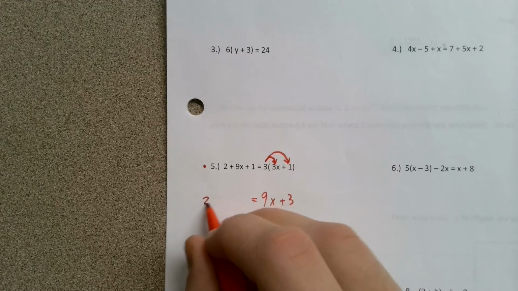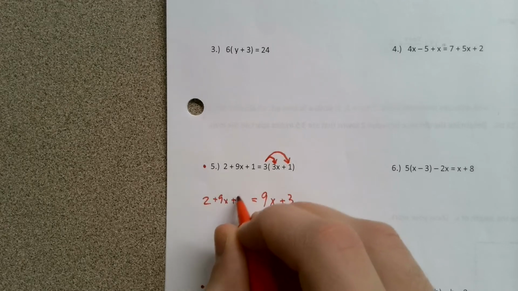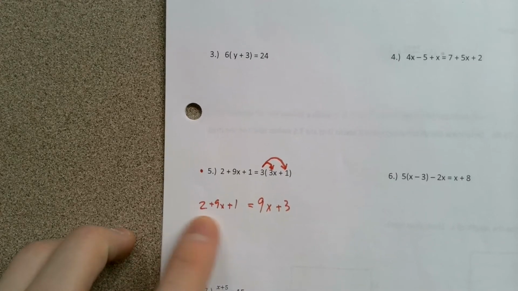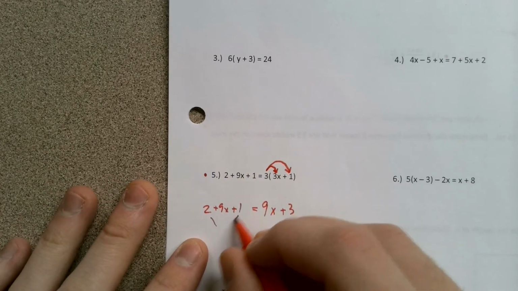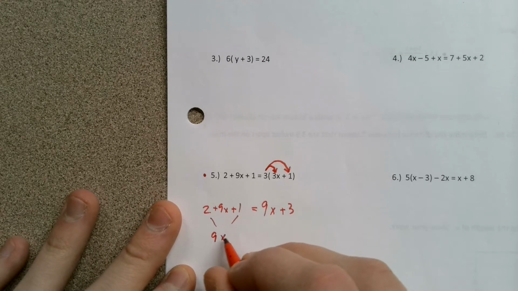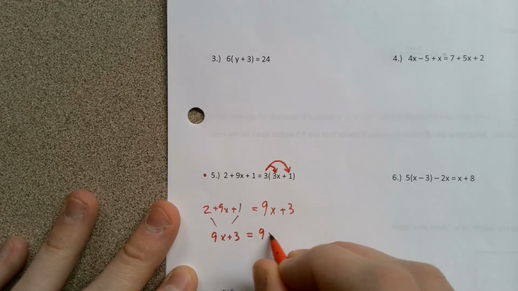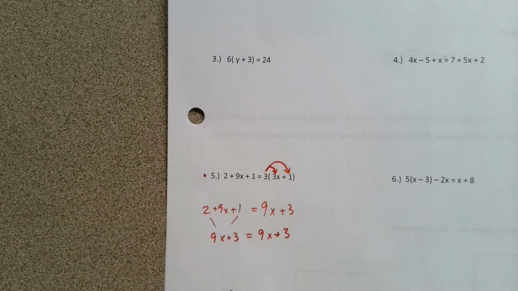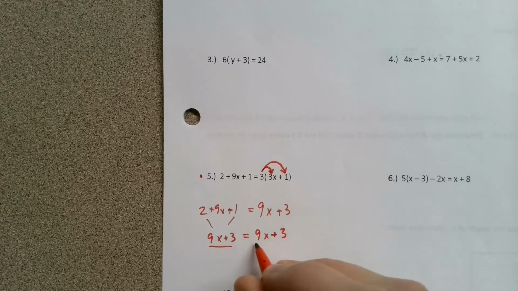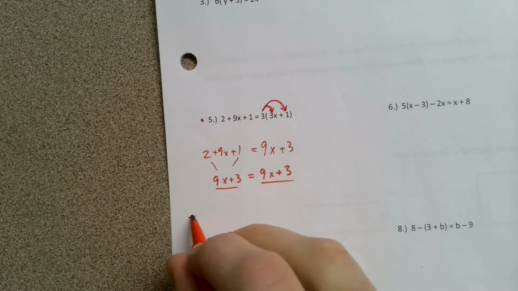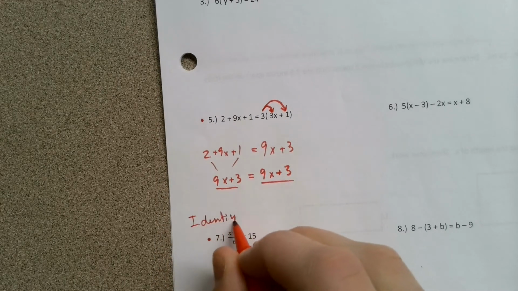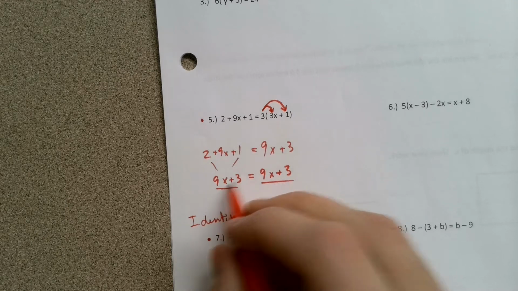Okay, now I've got it set up like this. I'm looking at this side. I know I can simplify this a little bit. I have 2 plus 9x plus 1. I can connect these two together and make it 9x plus 3 equals 9x plus 3. Some of you are probably looking at that right now and think, oh, I think I know what's happening here. And I hope so, because if you notice, these are the same on each side. And whenever they get to the point where they are the same on each side, this means one thing. Identity. No matter what we plug in for this x, it'll be the same for this x.